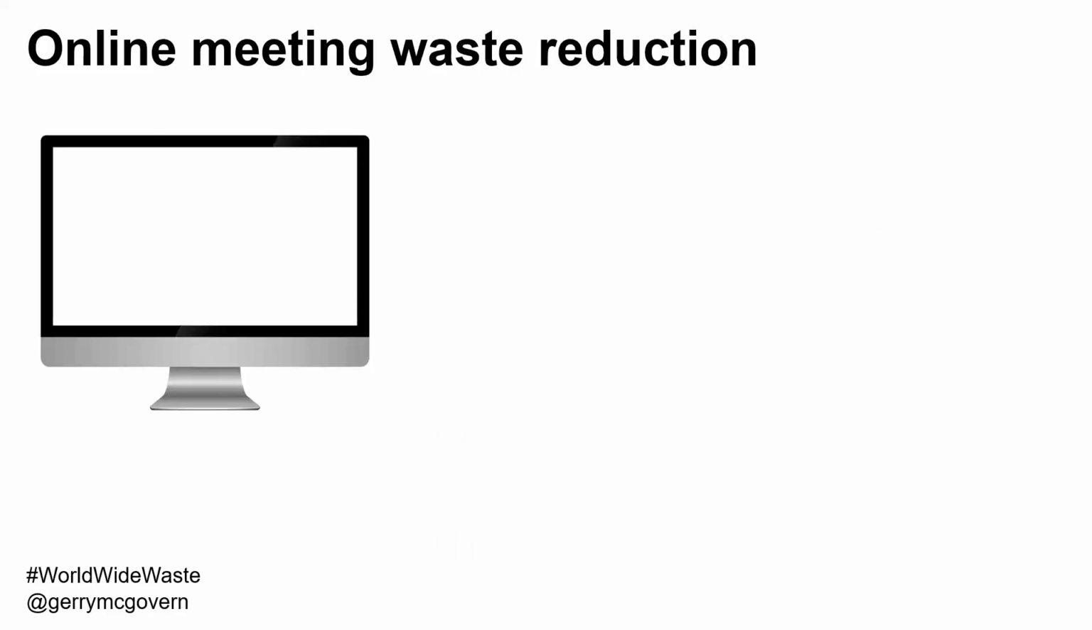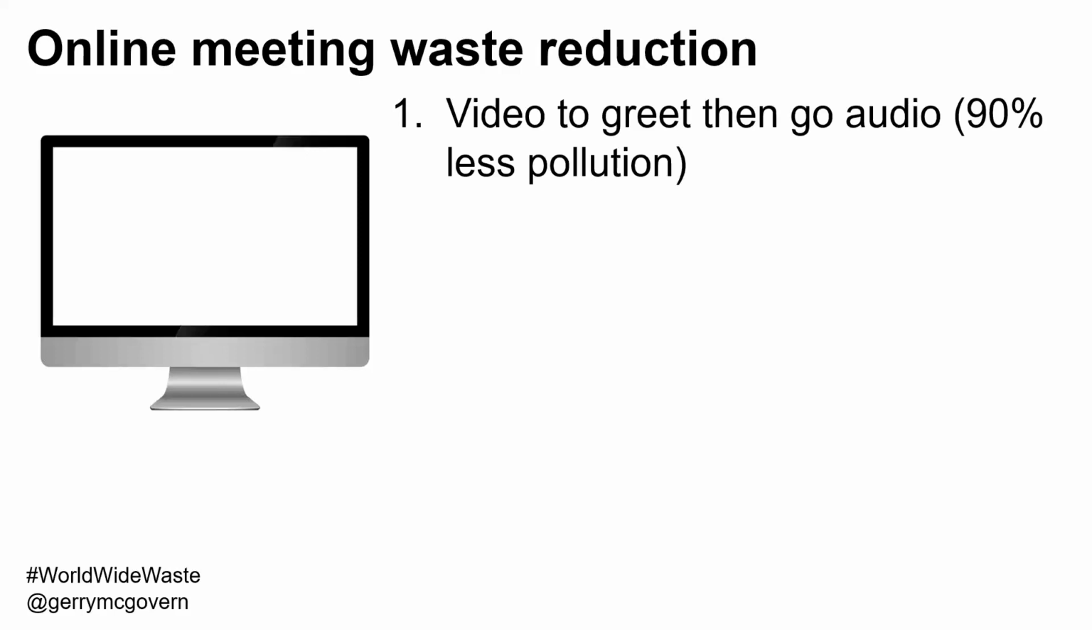I haven't used video in this because audio, in a typical scenario, creates 90% less pollution than video. So here are some tips with running online meetings. Video to greet, then go to audio. So video on for the first 3 or 4 minutes you're in a meeting, and then go to audio with your group. You can reduce pollution by 90% for that specific meeting.